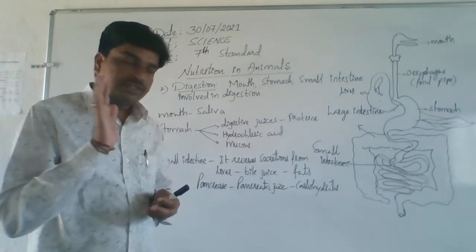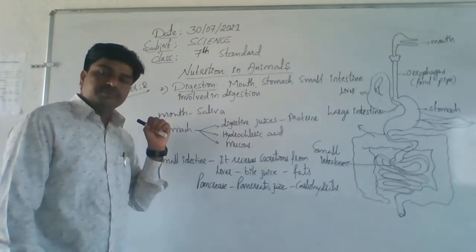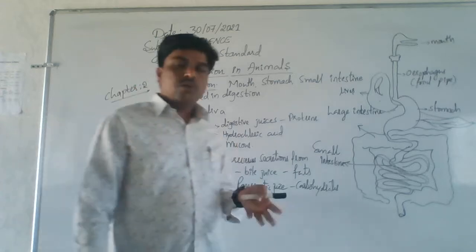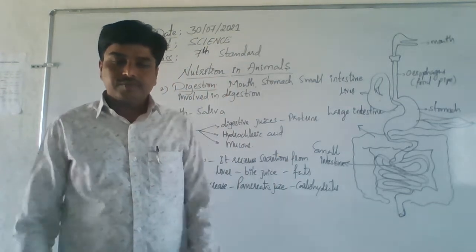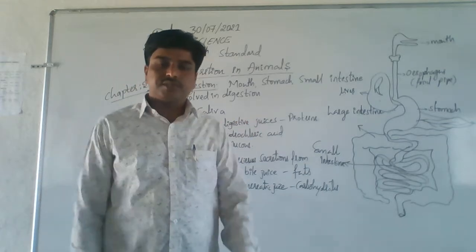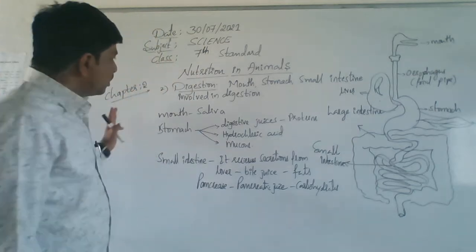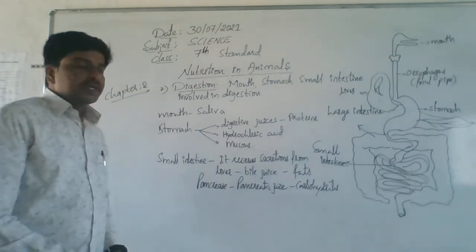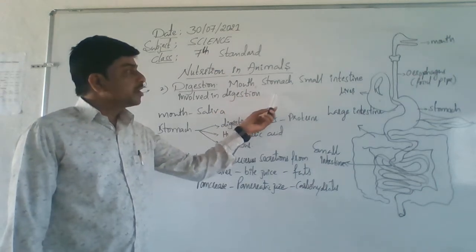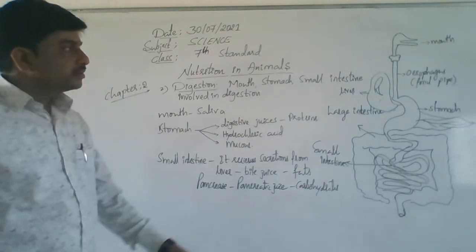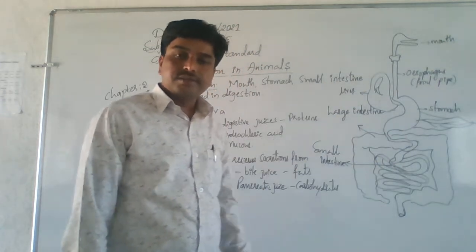That is digestion. After ingestion, the second step is digestion. Understand? Let's see how digestion takes place in the human body. Already you know about the ingestion process from the last class. Let's come to digestion. This digestion mainly involves the mouth, stomach, and small intestine. Mouth, stomach, and small intestine.